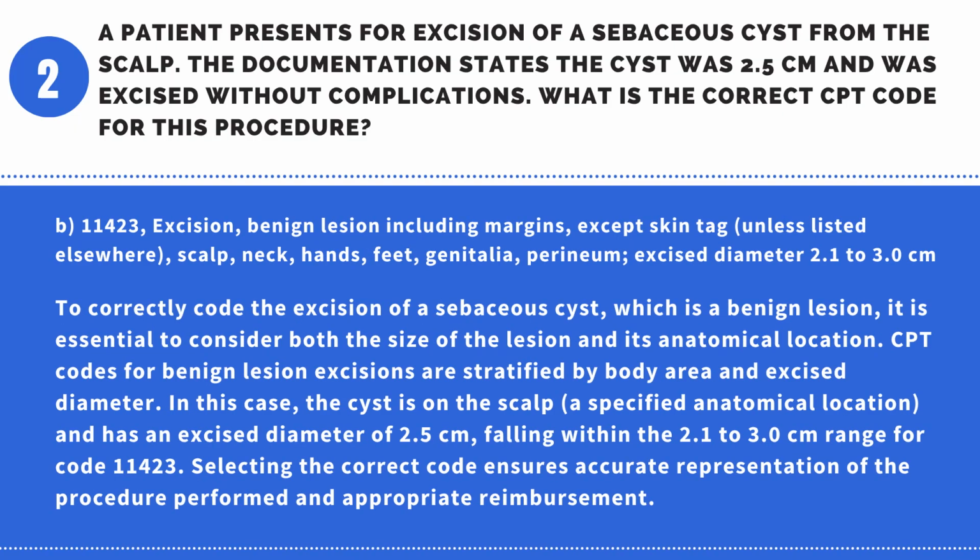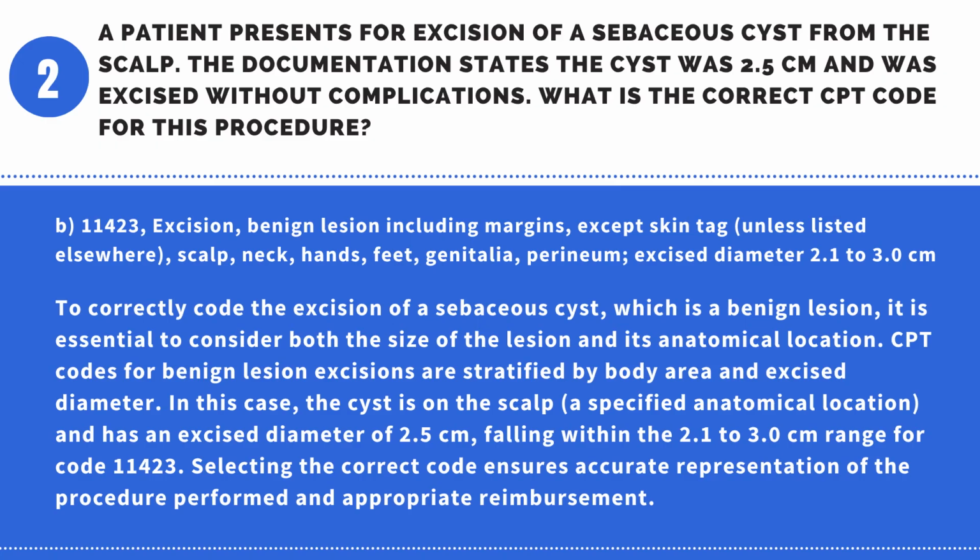Answer. B. 11423, excision, benign lesion including margins, except skin tag, unless listed elsewhere. Scalp, neck, hands, feet, genitalia, perineum, excised diameter 2.1 to 3.0 centimeters. Explanation. To correctly code the excision of a sebaceous cyst, which is a benign lesion, it is essential to consider both the size of the lesion and its anatomical location.